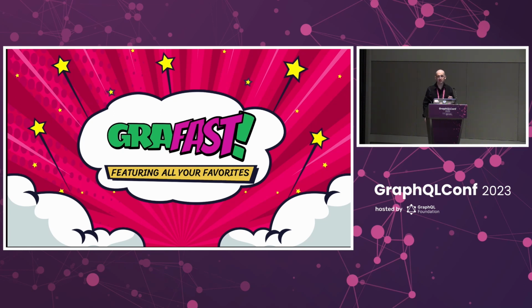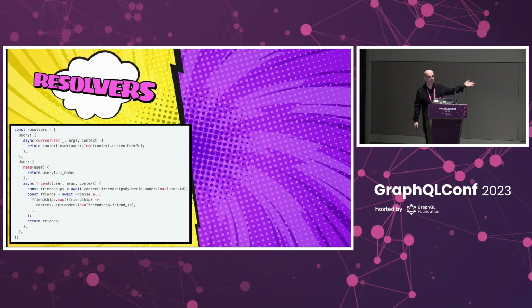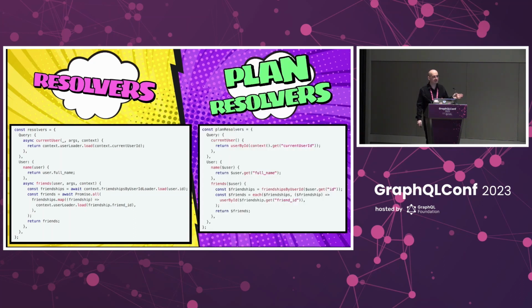But since the initial implementation is in TypeScript, let's have a look at what it means for JavaScript schemas. In traditional GraphQL execution, each field has a resolver that tells the system how to fetch the data, or that actually fetches the data for that field. Now, don't worry about the specific code. We're just generally looking at the shape. In Graphast, a plan resolver serves a similar purpose, but rather than actually getting the data, it's responsible for describing the steps required to get the data. As you can see, the code on both sides is relatively similar. Graphast plan resolvers are designed to be written by humans.